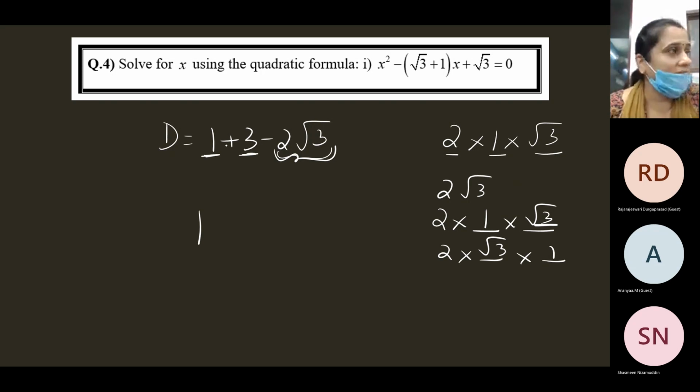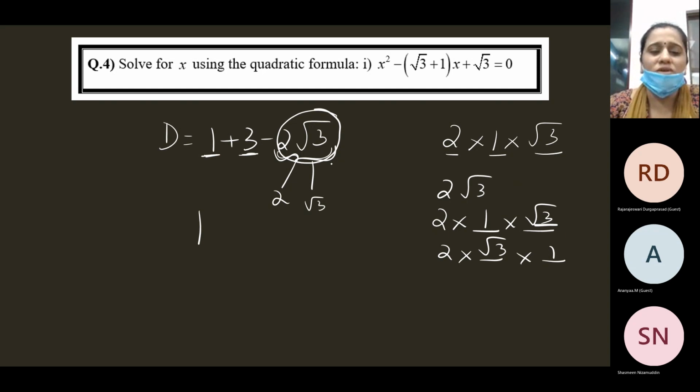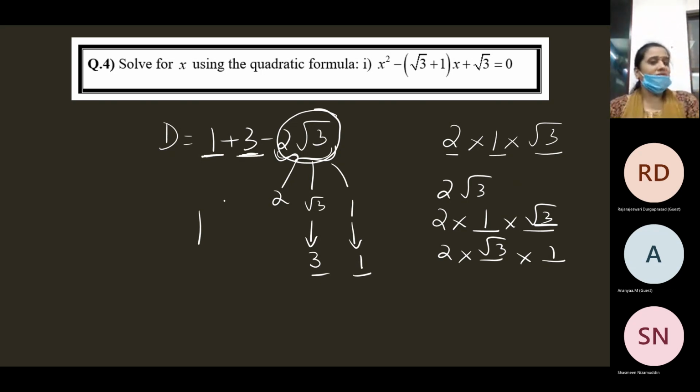You should not add 1 and 3 here, because you look at this one as 2ab, 2 into a into b. You can take this root 3 or 1, whatever. So 2 into root 3 into 1. So what is your a square? Root 3 the whole square, which is 3. What is your b square? 1 square, which is 1. So you have 3 and 1, and you should not add 3 and 1.